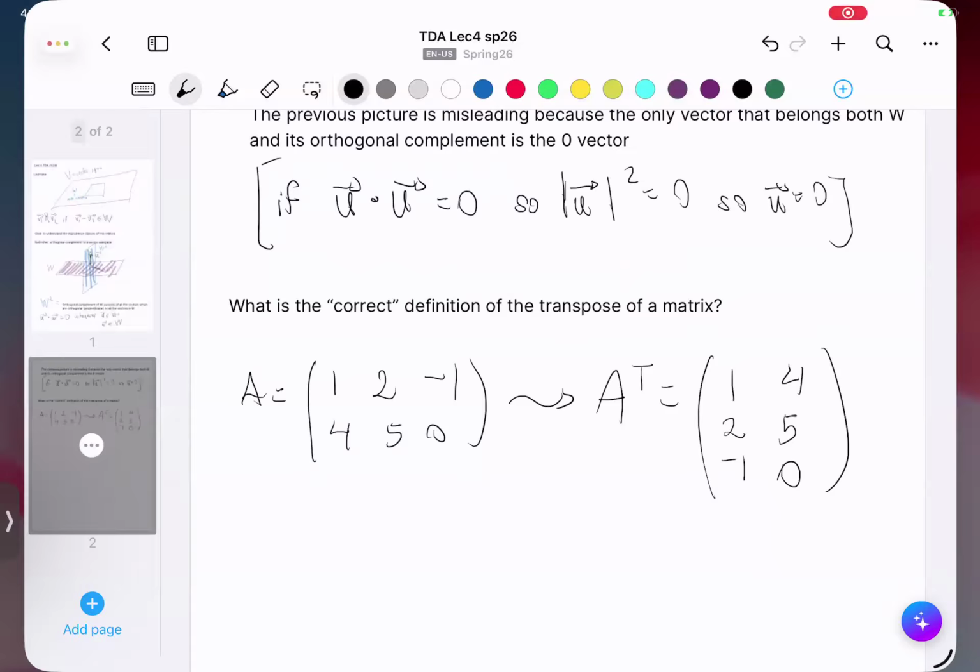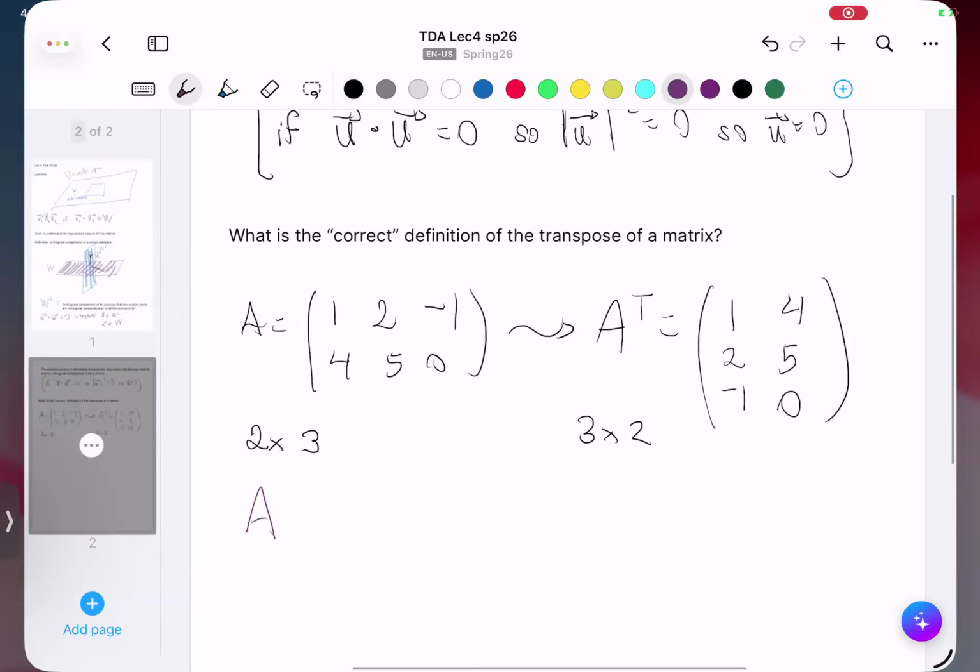In terms of size, it's always good in these cases to use a rectangular matrix because it's easier to see some of the differences. So the matrix A is 2 by 3, and the matrix A transpose is 3 by 2. So this is definitely important: the transpose does swap the size of the matrix. In general, if A was m by n, the transpose becomes n by m. That is one of the important points.